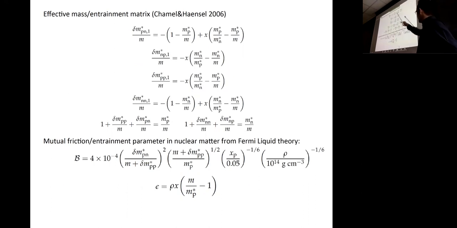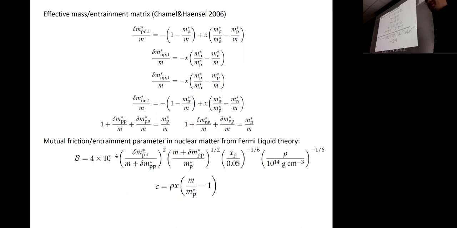Making sure that these still satisfy the sum rules that they have to obey. And this makes it explicit that the various parts of the matrix just depend on the neutron and proton microscopic effective masses. These various things enter into this expression for the mutual friction coefficient and this entrainment parameter.